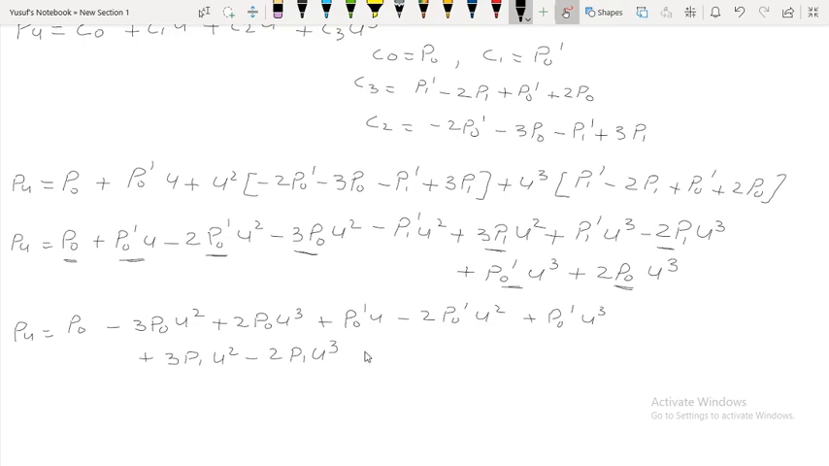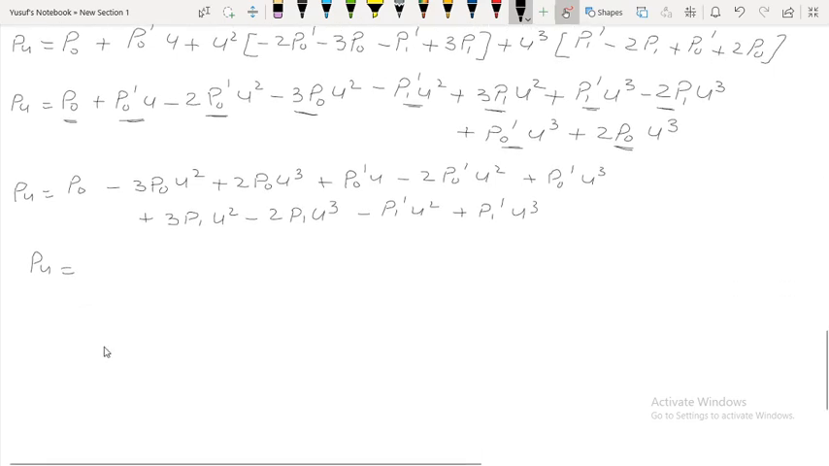Then you have to write p1 dash ka term minus p1 dash u square. P1 dash is here, and one more p1 dash is here plus p1 dash u cube. So p of u will be equal to, I am taking p0 common, 1 minus 3u square plus 2u cube. p0 is common, 1 minus 3u square plus 2u cube.